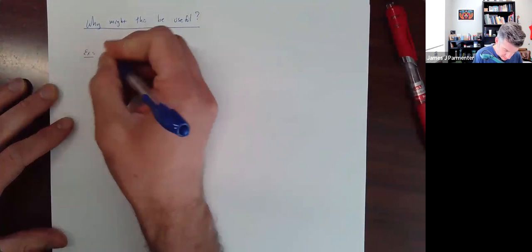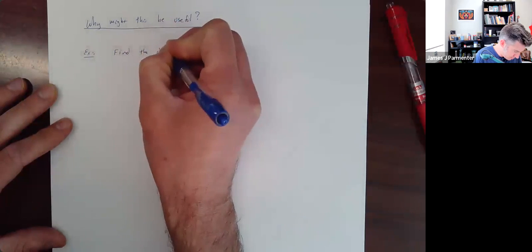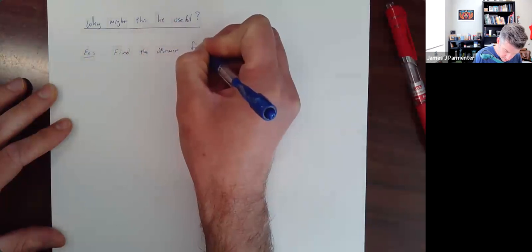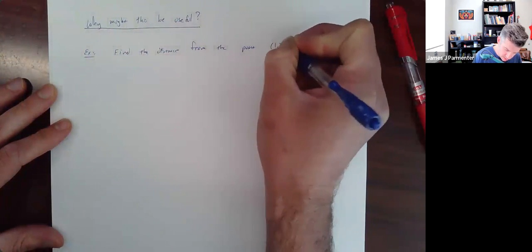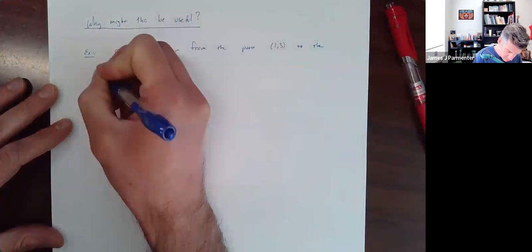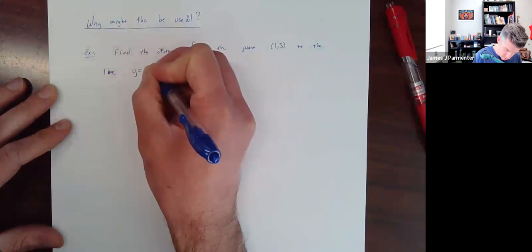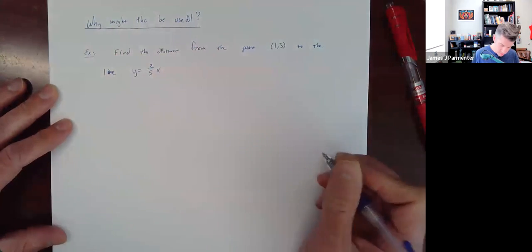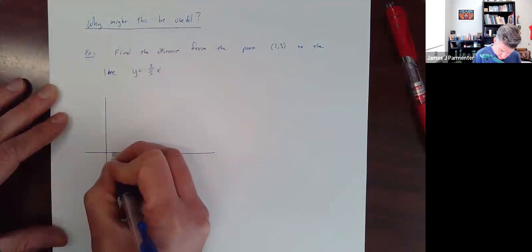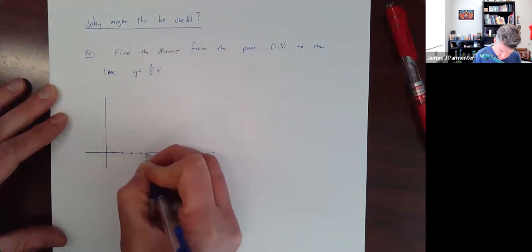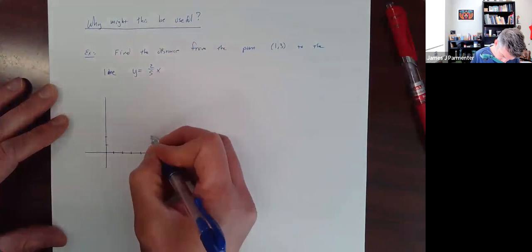So for example, we might say, let's find the distance from the point 1, 3 to the line y equal to 2/5 x. Well, it's really just asking the same thing we did before. So here's the line y equals 2/5 x, which goes over 5 and up 2.